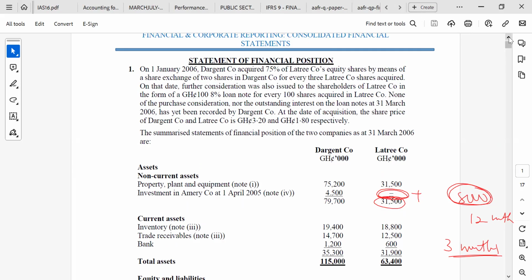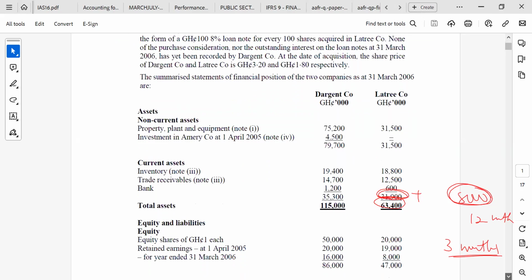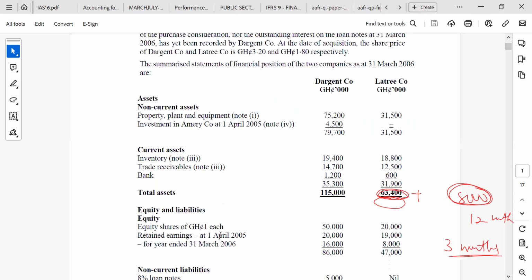Sir, 1st April of the same year? Yeah, 1st April of the same year. Their financial year is 31 March, so April to March. It will start from 1st April 2005. That is where their financial year starts, and it will end 31 March 2006.